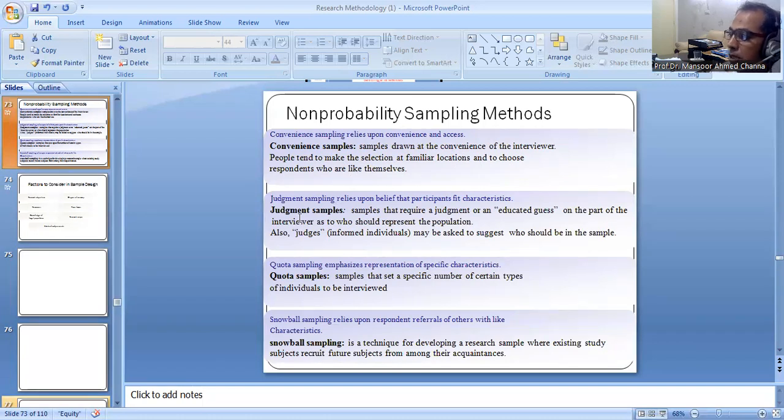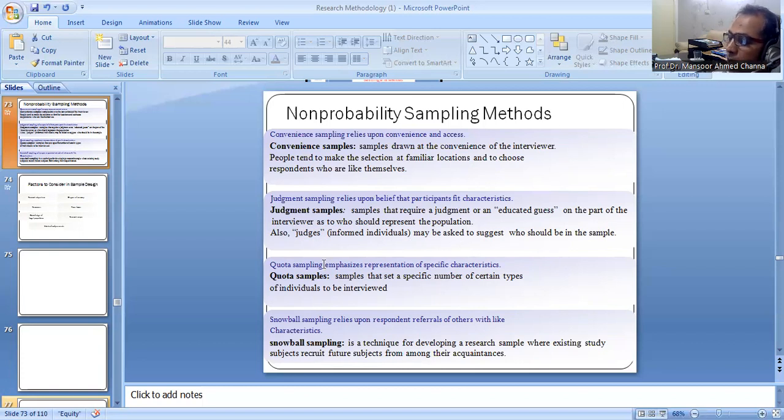Second, judgment sampling is also a type of non-probability sampling method. Judgment sampling relies upon the belief that participants fit certain characteristics. Judgment samples require a judgment or an educated guess on the part of the interviewer as to who should represent the population. Also, judges, informed individuals, may be asked to suggest who should be in the sample.